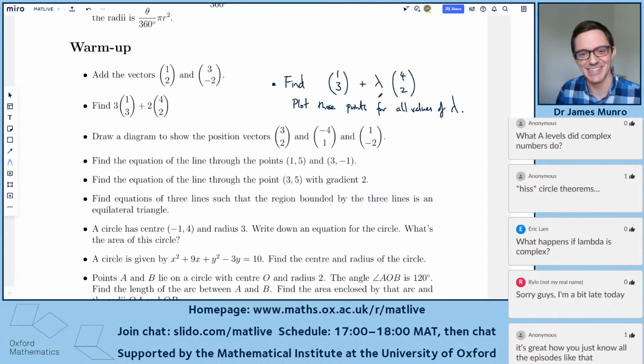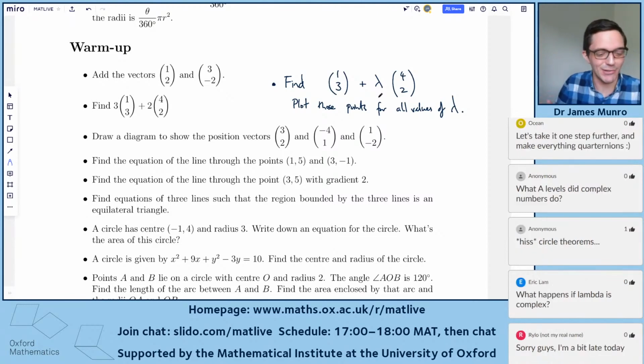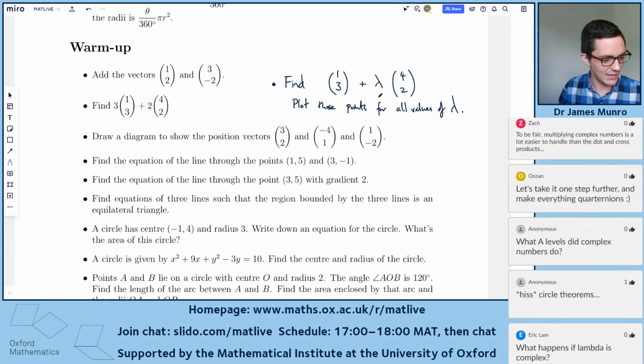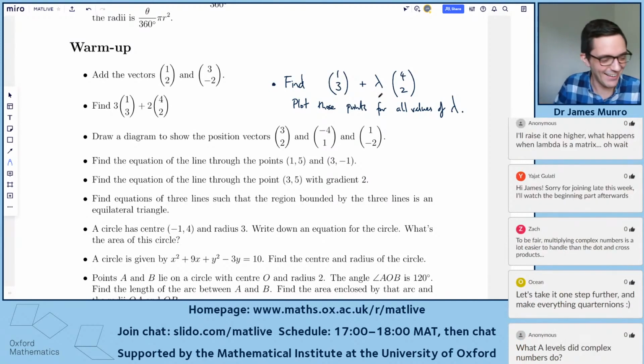I love chat so much. What is this? Yeah, Ocean's heard about quaternions, so now we're talking about quaternions. Lovely stuff. Complex numbers are brilliant. Okay. Well, what about it if it's a matrix instead? Yeah, see. I like the way those all queue up in the chat. We mentioned complex numbers, and then all the quaternions, matrices, other stuff all comes in at the same time.